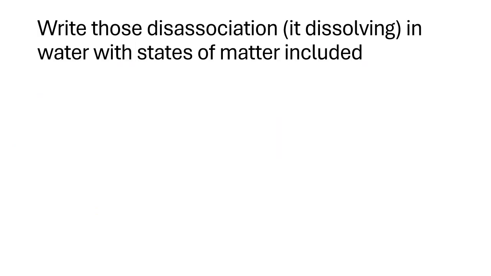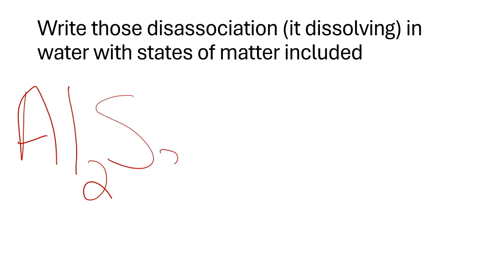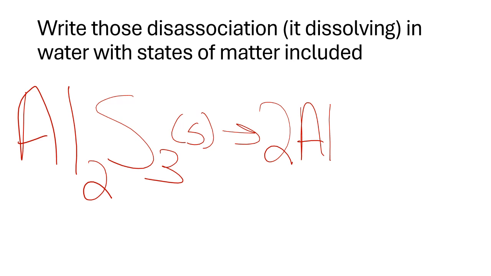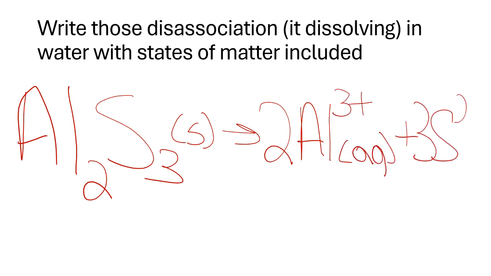All right, write the dissociation. I'm trying to think of what. I'm just going to write one. So aluminum, I'm going to write the hardest one. I might be wrong though. Aluminum sulfide, solid. It's going to break down to 2 aluminums, with the charge of what aluminum is, and 3 sulfide ions. So it goes to aqueous. It dissolves, and there it is.